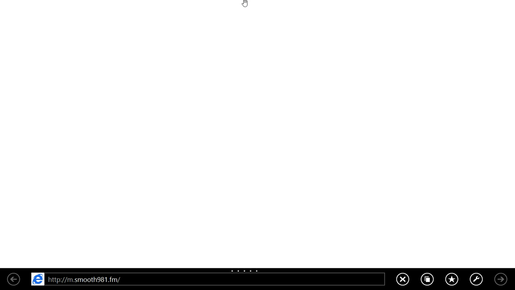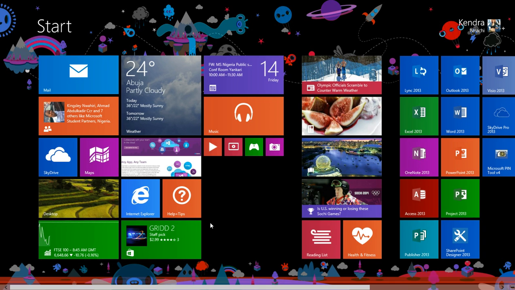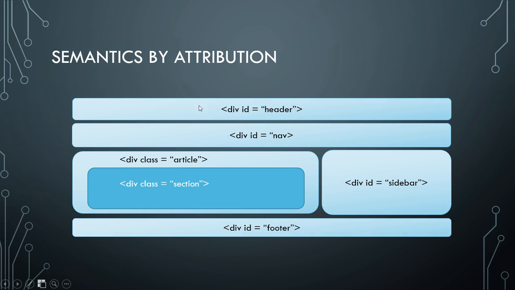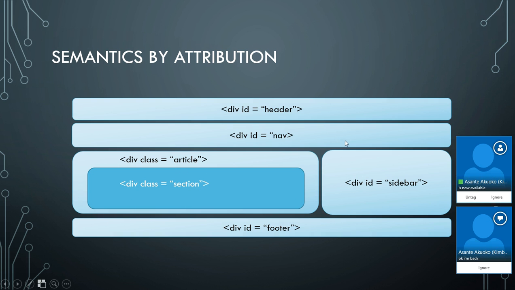Okay, I'm sorry about that. Let's just get rid of this, and we're back. Great. So let me do a quick example. If you're familiar with HTML5, then this should look familiar to you. This is the basic structure of a web page built on HTML. You have your header, you have your navbar, you have the article, you have your sidebar, and your footer.